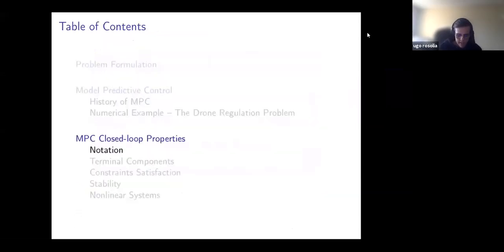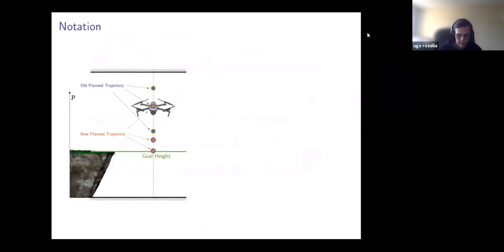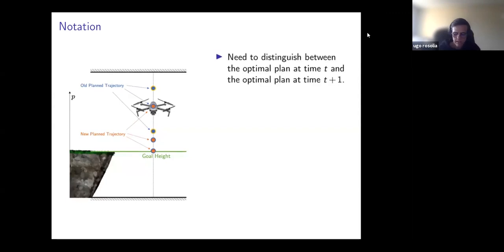So now let's see how we can actually fix this feasibility issue. We're going to fix it by considering how the planned trajectory changes at different time steps. As we have seen in our previous animation, as time passes and we keep planning, our open loop plan changes. In order to guarantee safety, we need to distinguish between the optimal plan at time t and the optimal plan at time t+1.